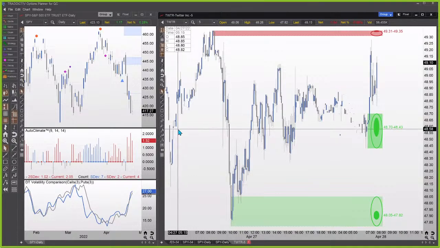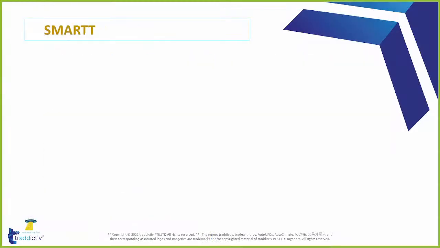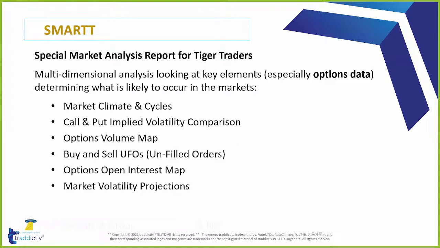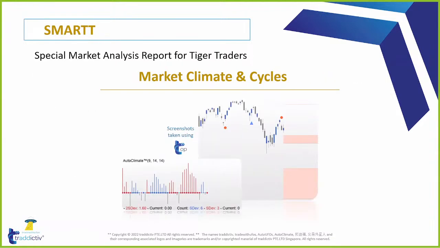And what I'm going to do in the following minutes is go over the SMARTT report, where we're going to be looking at the S&P and looking at the climate, the implied volatility, options data, and UFOs to do our analysis. Okay, so we'll start with market climate and cycles.